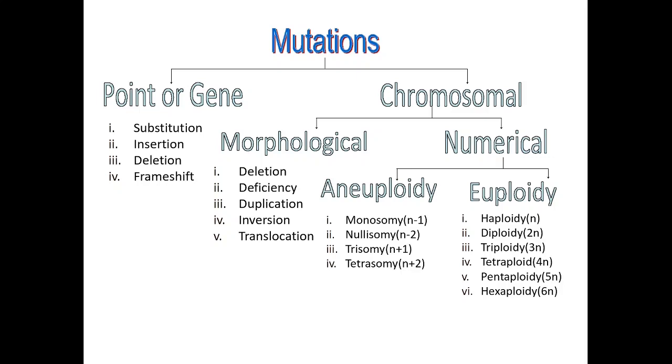Here the chromosome number is not an exact multiple of the basic haploid number. There are the following types: monosomy, nullisomy, trisomy, and tetrasomy. Whereas in euploidy, the chromosome number is an exact multiple of the basic haploid number. They are of the following types: haploidy, diploidy, triploidy, tetraploidy, pentaploidy, hexaploidy, and so on.